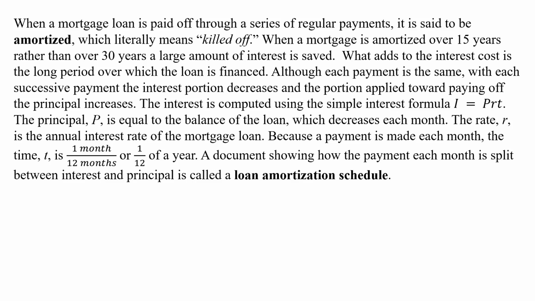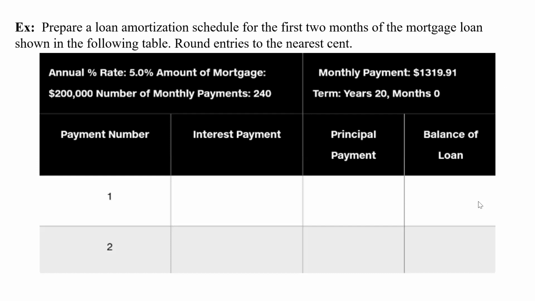A document showing how the payment each month is split into interest and principal is called a loan amortization schedule. What we're going to do is a short one, a 2-row one, and then a full loan one. First one: prepare a loan amortization schedule for the first 2 months of the loan, shown in the following table, rounding interest to the nearest penny.